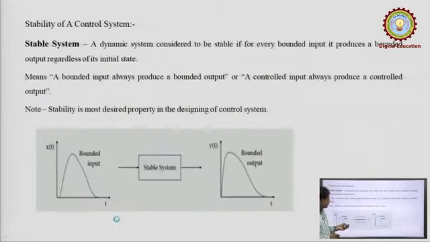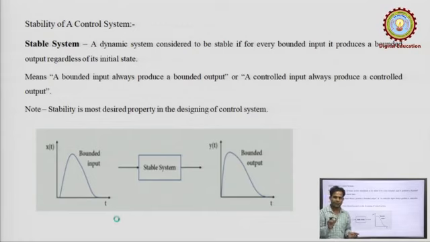So the thing is, what is the stability of the system? Stability means if you are giving a bounded input, you always get a bounded output.